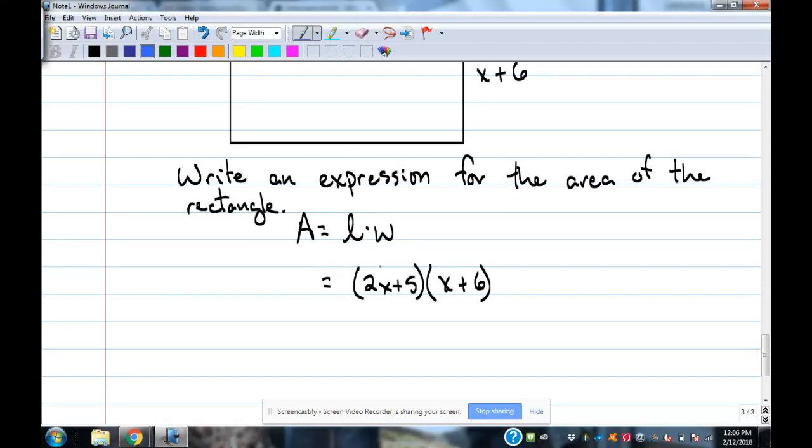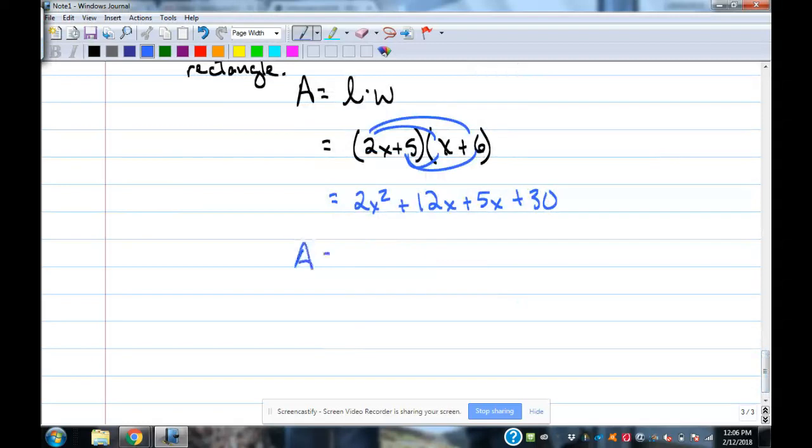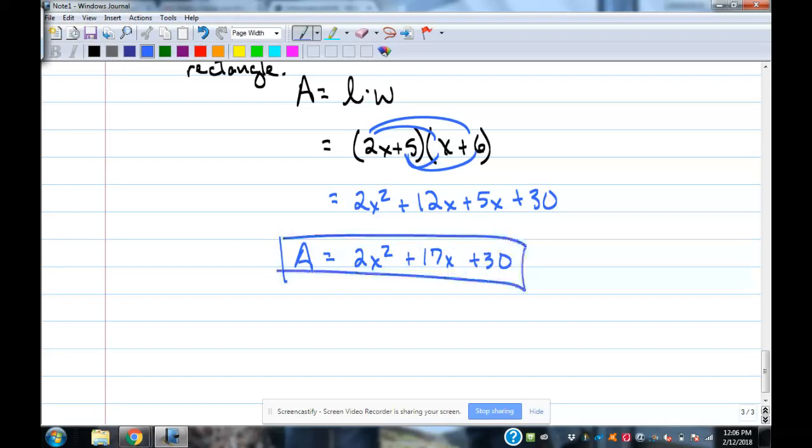So that's the key to this, is know which formula to use. So here we distribute 2x times x. Okay, and then 2x times 6, 12x. 5x. Plus 30. And then simplify that. 2x squared plus 17x plus 30. And there would be your expression for the area of that rectangle.